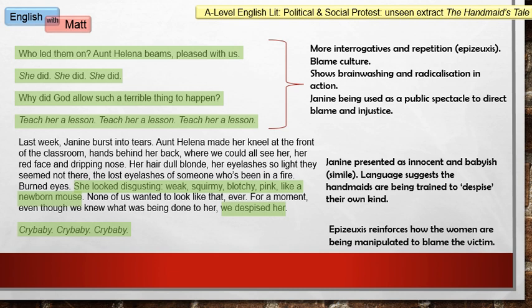"Crybaby", which is repeated three times there, more epizeuxis, shows how they're being manipulated, and also how JANINE is being seen as babyish and a child, and she needs to basically toughen up, is what they are saying.